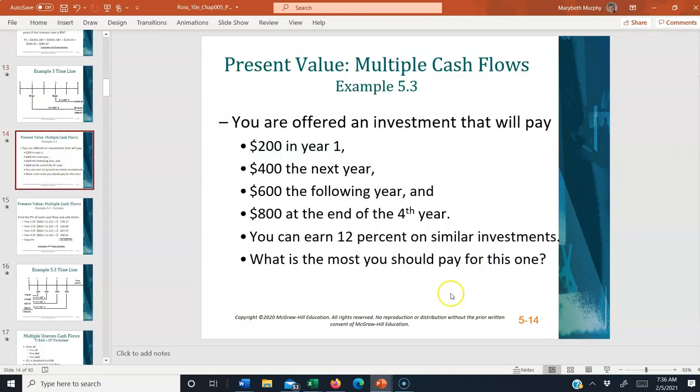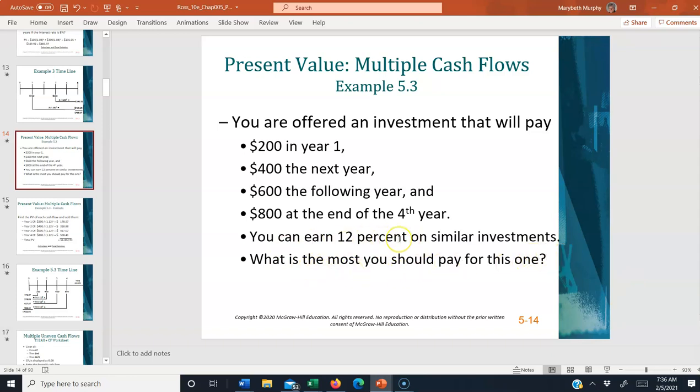Okay, now we're going to work on present value. Remember, present value is what it's worth today, the present. We were offered an investment that will pay $200 in 1 year, $400 the next year, $600 the following year, and $800 at the end of the fourth year. You can earn 12% on similar investments. What is the most you should pay for this one?